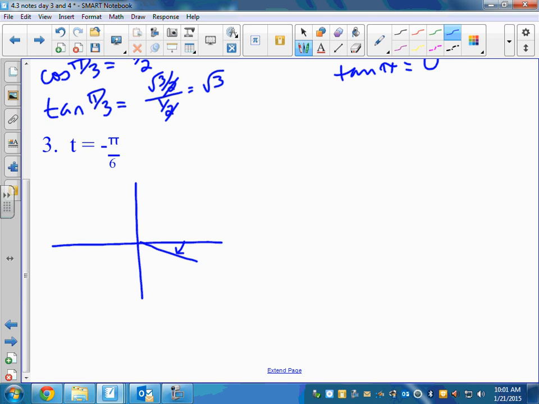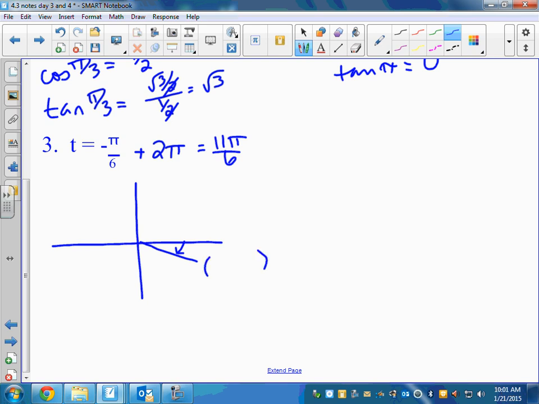You also could find the positive angle, like you could add 2 pi. What is that as a positive angle? It is 11 pi 6. So either way, you're going to end up at that same spot, whether you think of going backwards and finding that point or going around. So I'm going to show both ways on this one.